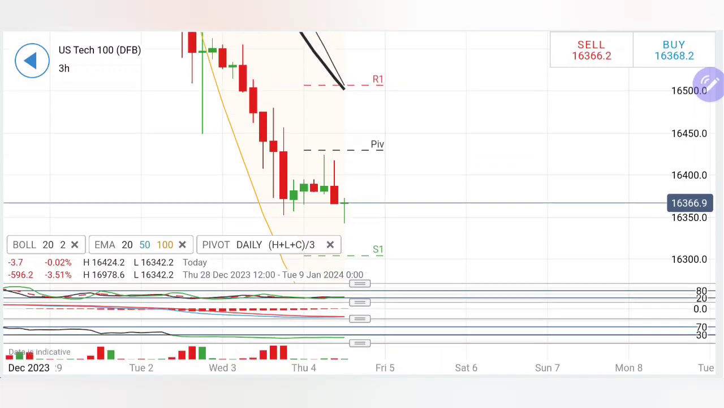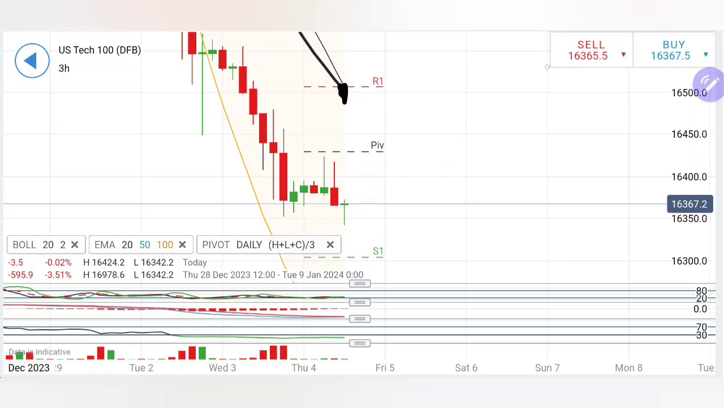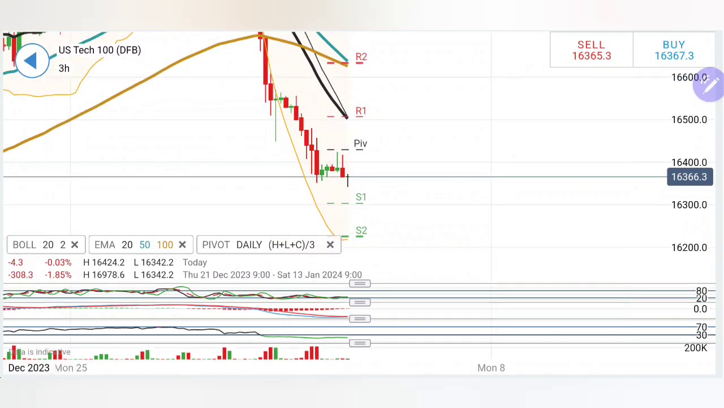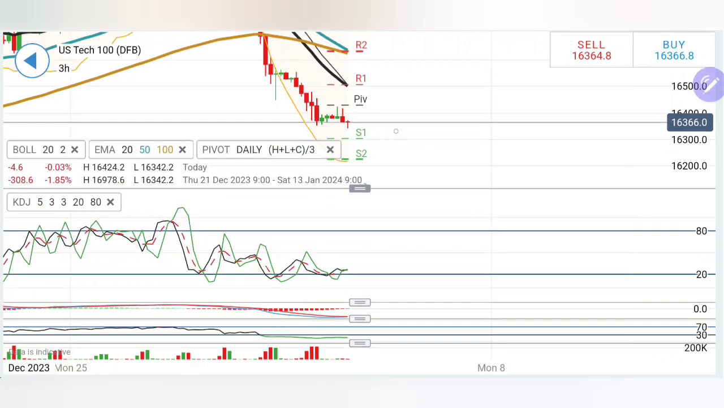Expect 16,460 and then 16,500. Look at the divergence of the price from the moving average. Yes, it can converge towards this.